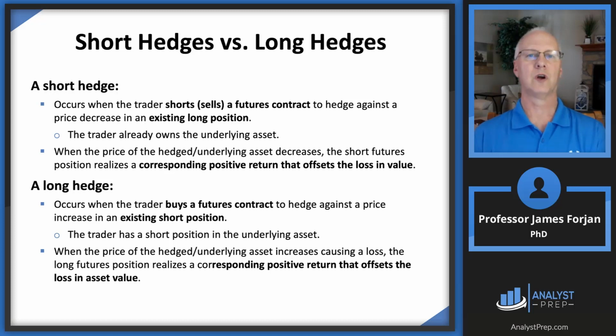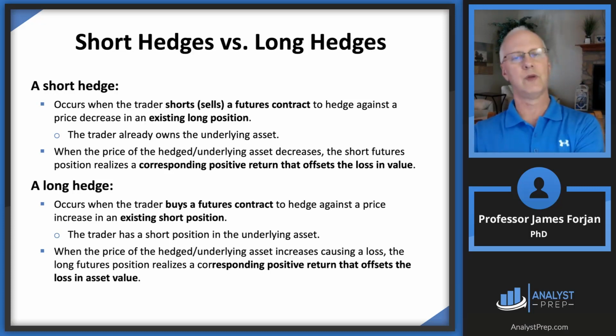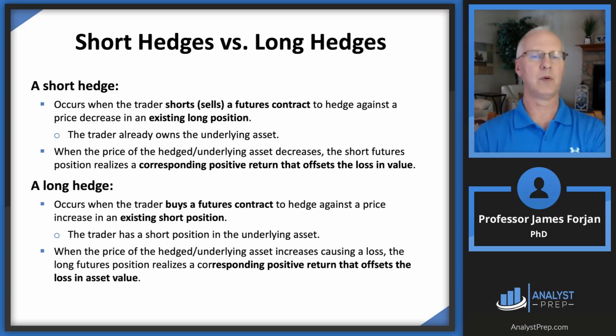All right, let's go ahead and start with short versus long hedges. A short hedge occurs when the trader shorts a futures contract to hedge against a price increase in the existing long position. So notice that first circle point. The trader already owns the underlying asset. So here's the deal. With hedging, you have to have a position in the spot market and you use the derivatives market to hedge. Take the example of a farmer.